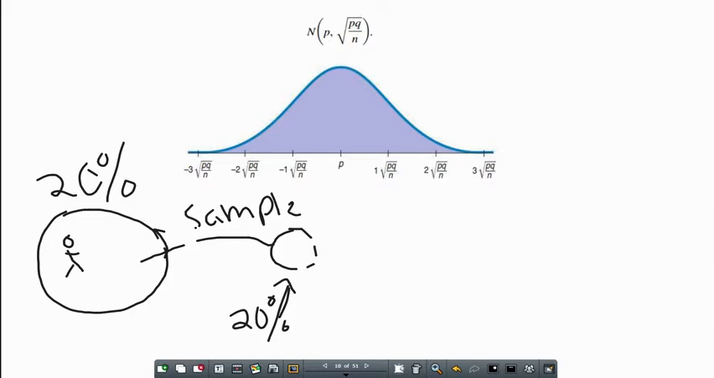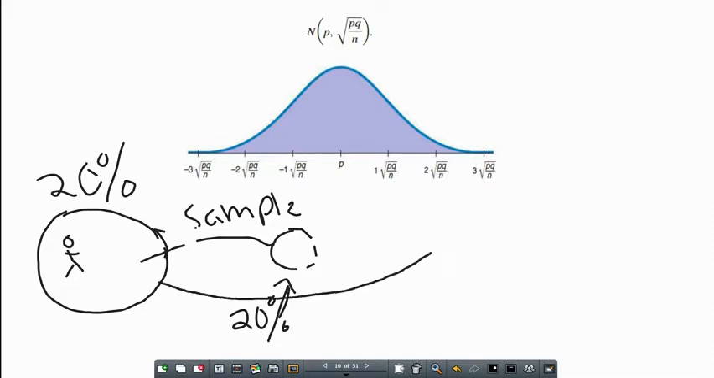Now, the problem is that's not always the case. Maybe we chose a really good sample this time, and there was exactly 20% that were happy about not going back to school. But what if it was on the other side and really far off? Like we got all people that really wanted to go back to school, so there was only 5% in our sample.